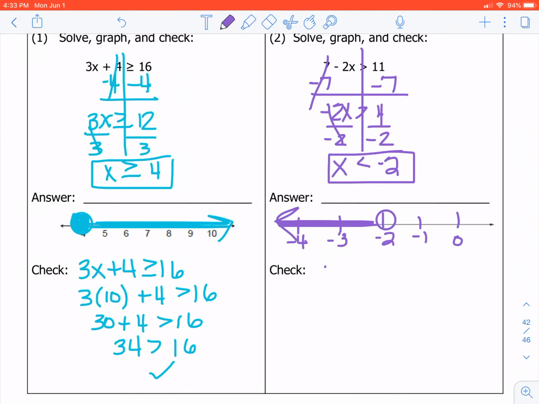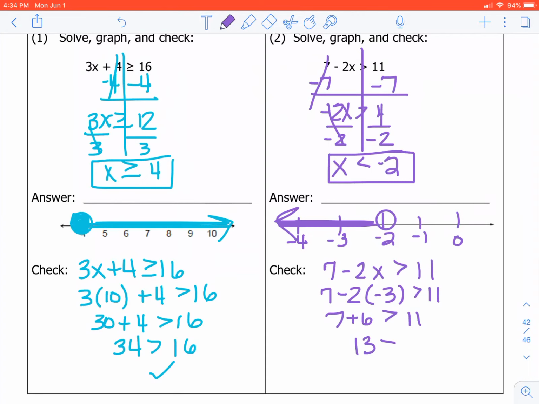All right, last thing we have to do is the check. So 7 minus 2x is bigger than 11. We're going to rewrite it. We're going to replace x with a number in the shaded region, and too bad we cannot use 0. I'm just going to use negative 3 right next to it. So 7, this is negative 2 times negative 3, which is plus positive 6. 7 plus 6 is 13. 13 is bigger than 11, so that does work. That does check.